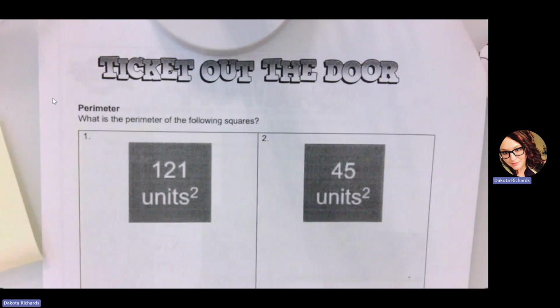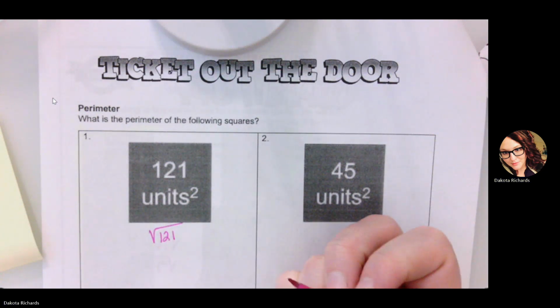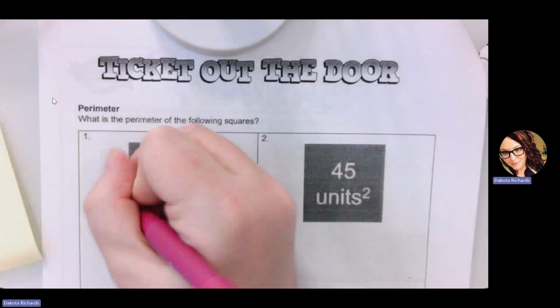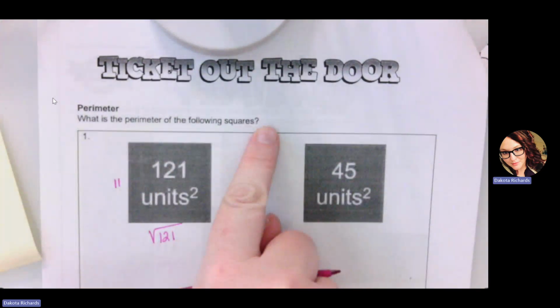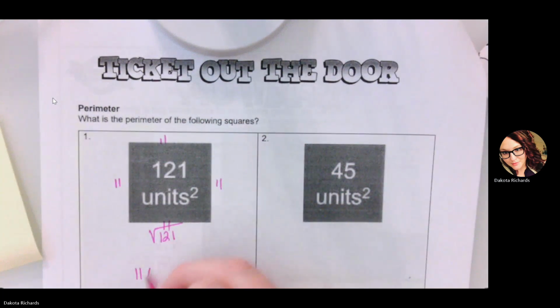All right, on number 1 for the ticket out the door, again, you just take the square root of 121. And that's 11. So it's asking you to find the perimeter. So we take 11 times 4. That's 44 units.